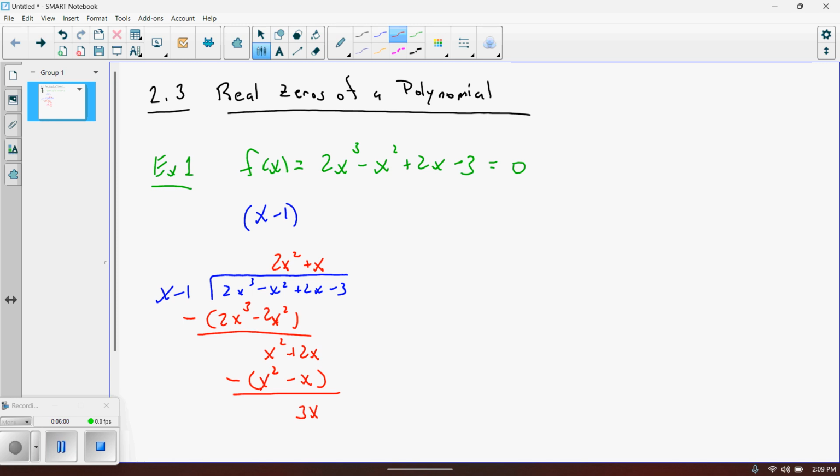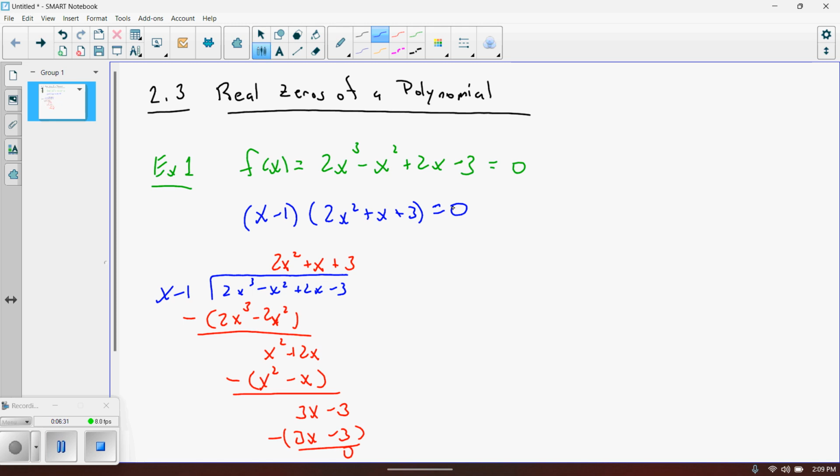And then what do I have to multiply by x to get the 3x? Excuse me, it is going to be a positive 3. So then we'll have, oops, forgot to bring down the other term. So then we'll have 3x minus 3. And the nice thing is, since those are identical, we have 0 as a remainder. So what that has done is that has given us the other factor, 2x squared plus x plus 3.